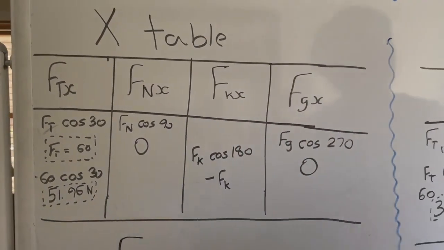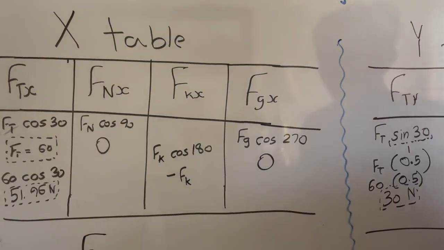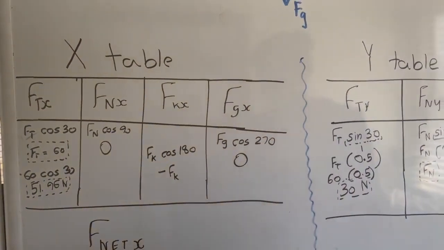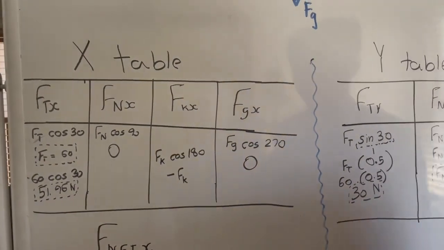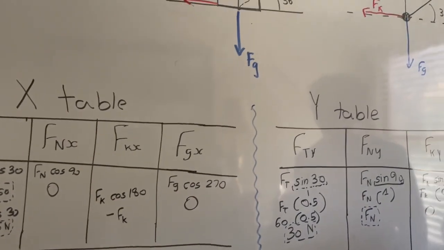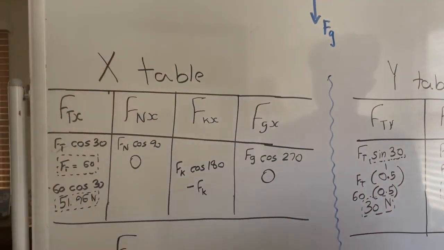Now here's Fnx. Cosine 90 is 0, so you just end up with 0. And here, Fk cosine 180. Cosine 180 is negative 1, so you'd end up with negative Fk. Fg cosine 270, like that. Cosine 270 is 0, and you'd end up with 0 for Fgx.